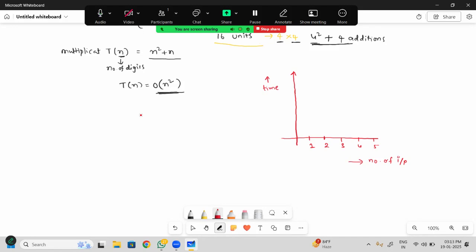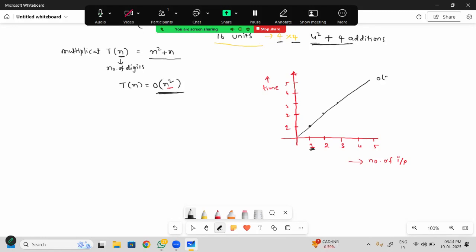When I take 1 unit of time, I am going to calculate how much time it has taken. This is 2, this is 3, this is 4, this is 5, this is 6. So I am going to denote this one: 1, 2, 3, 4, 5. Here I am going to draw one line. When it takes one digit, it is taking 1 unit of time. When it is two digits, 2 units of time. When it is three digits, 3 units of time. The growth is going like this.